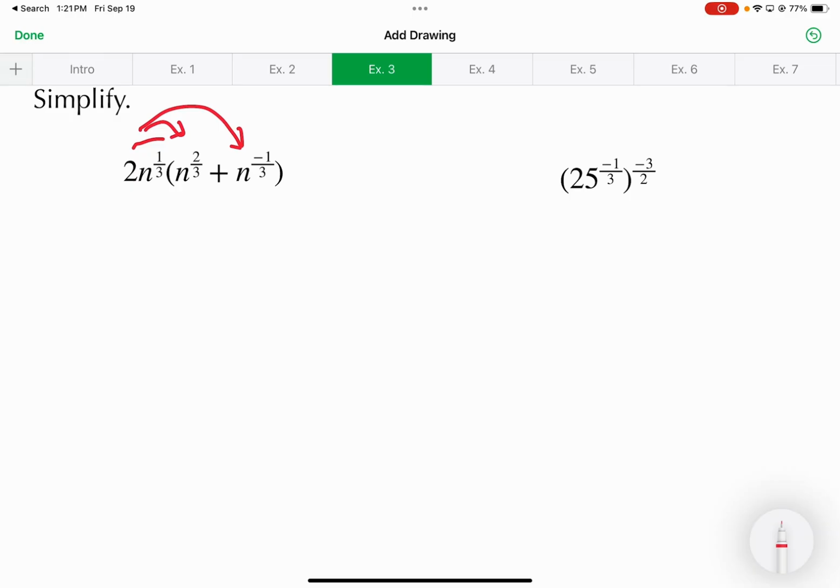Okay, my first term, nothing with my 2 to interact with, so I'm going to have 2. And then what do I do to my exponents? I add them. So n to the 1/3 times n to the 2/3 is going to give me what?